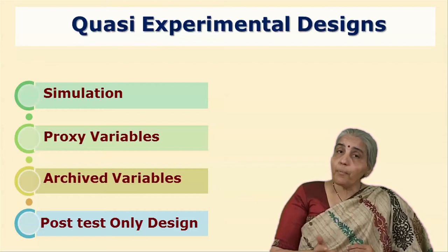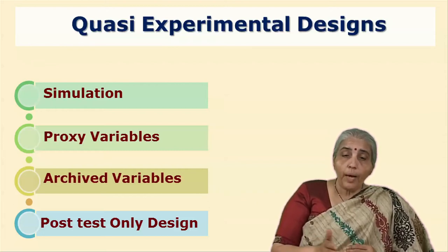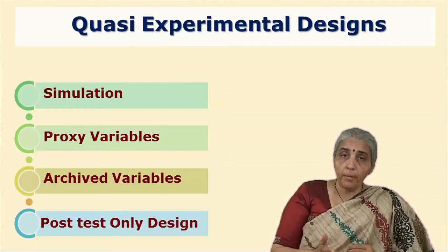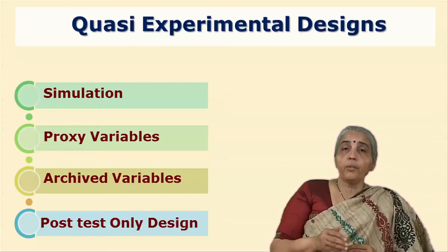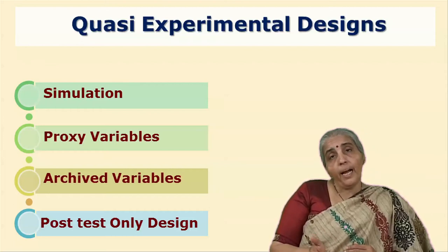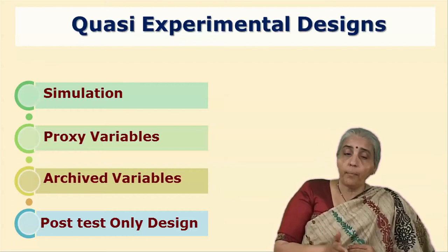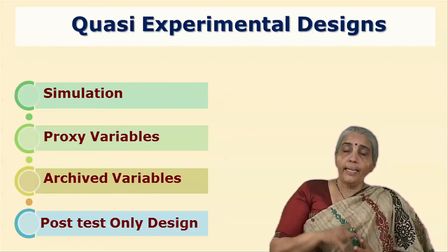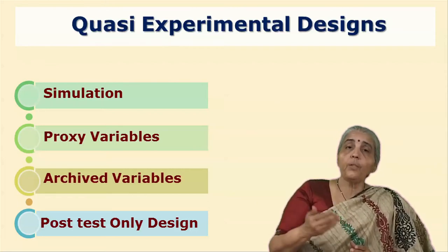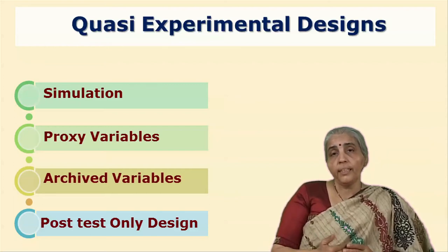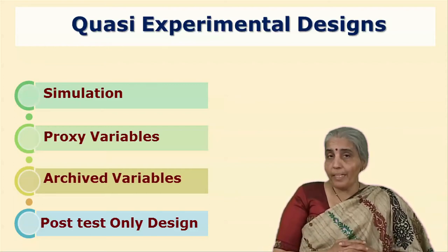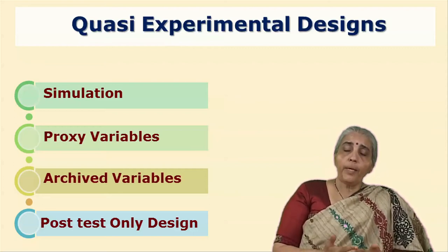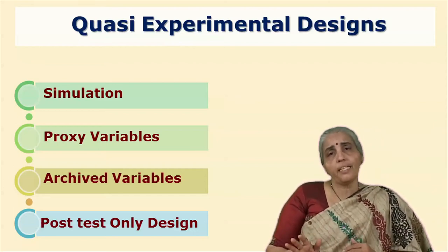You can also run simulations. You can manage to have some kind of an archived variable. You can have proxy variables. So you might have certain data which is already available, where in the archives the data or the demographic distributions or the ages, etc., are available to you. In that quasi-experimental design, you feed those into your data sheet and utilize them to the best possible use. And then, of course, as we discussed earlier, we can have post-test only designs.